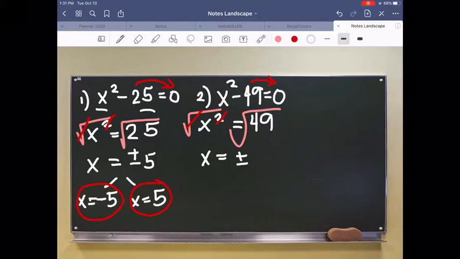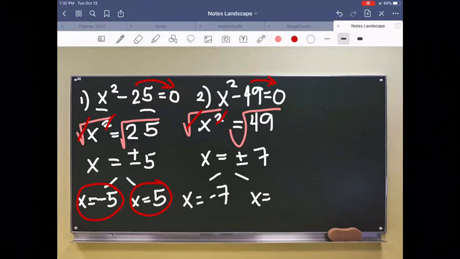Write it in the chat box or in your notes, if you're watching this from the class or from the post. Actually, the square root of 49 is 7. So we have two answers: x equals negative 7 and x equals 7.